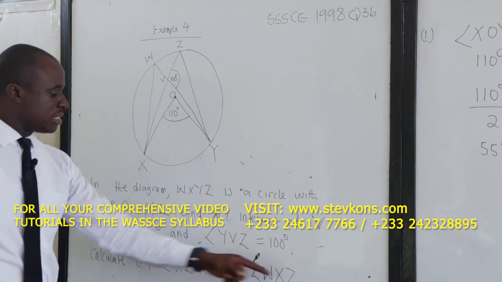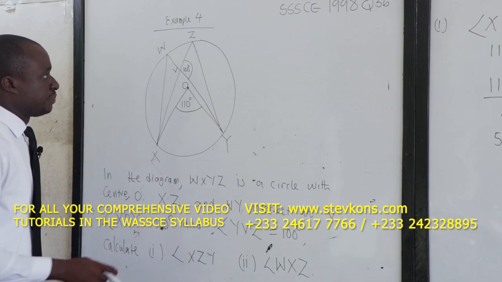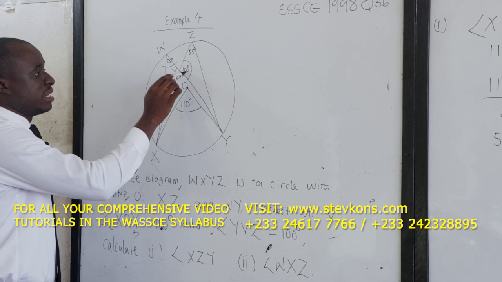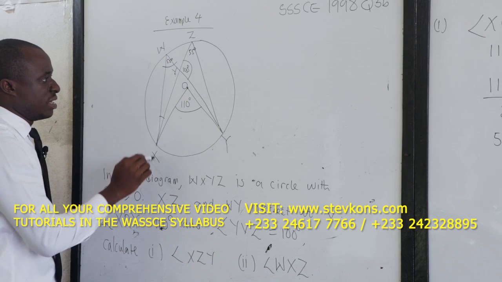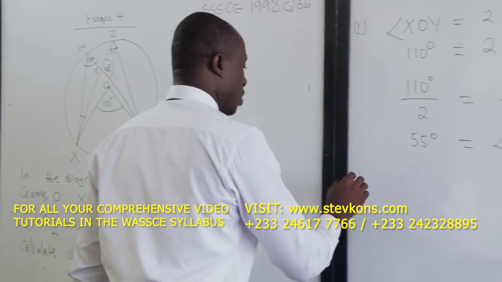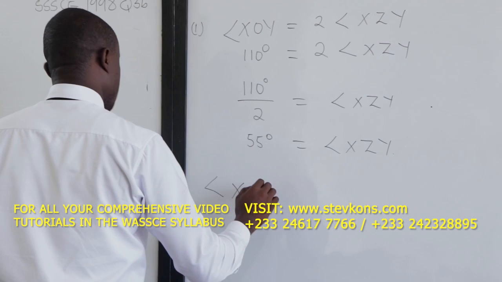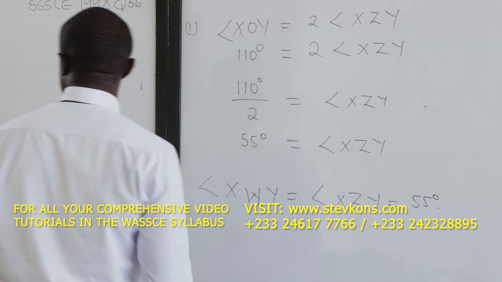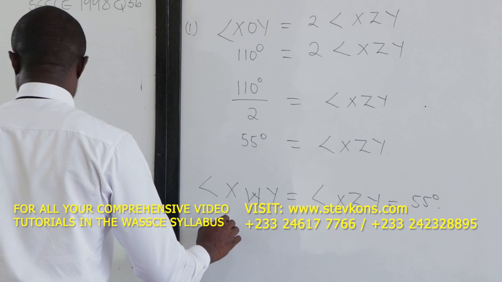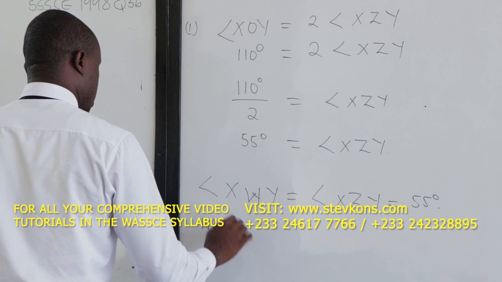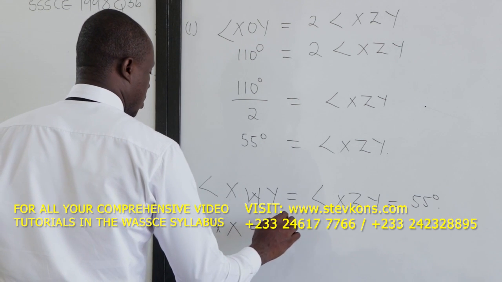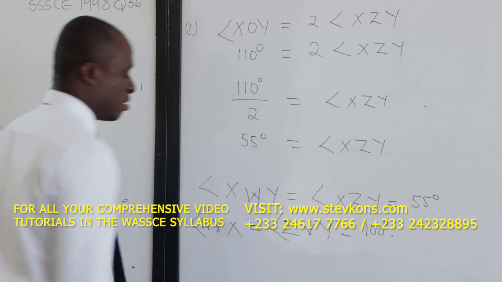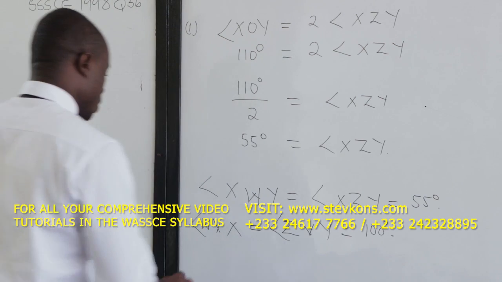XWY. The second one says you find WXZ. Now, we had here to be 55 degrees. Clearly, this side is also 55 degrees. We want to find here. Now, we know that this is 100, and this is vertically opposite to WVX. So clearly, we can say that XWY is equal to XZY, and this is equal to 55 degrees. Also, angle WVX is equal to angle ZVY, and this is equal to 100 degrees.